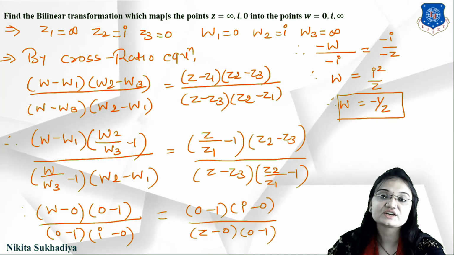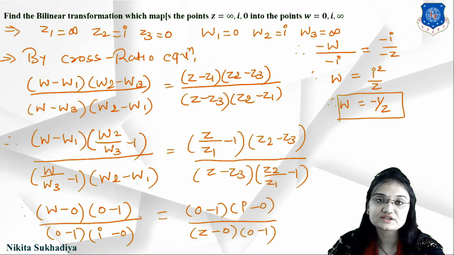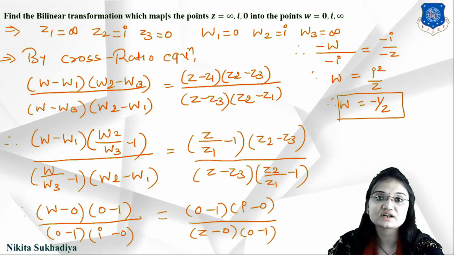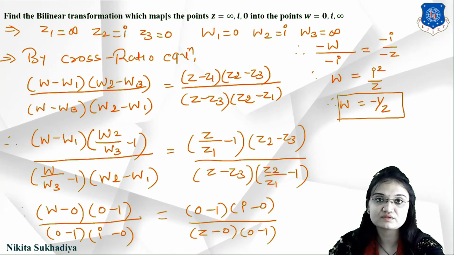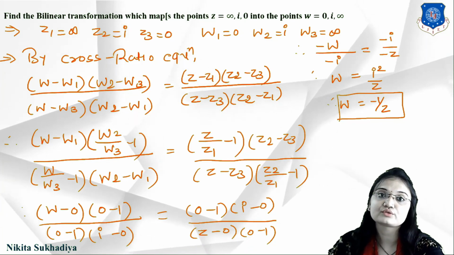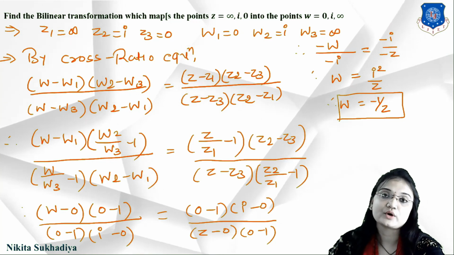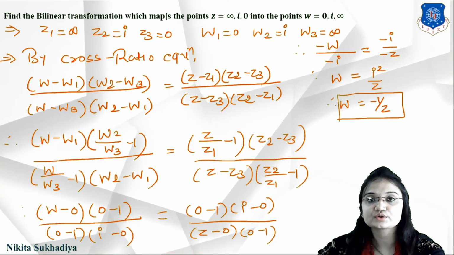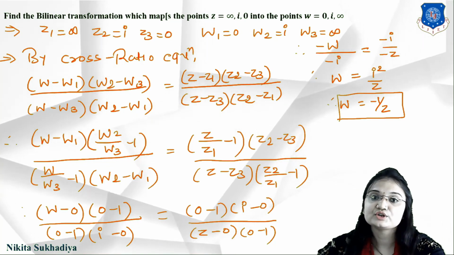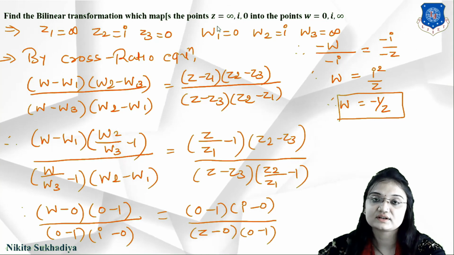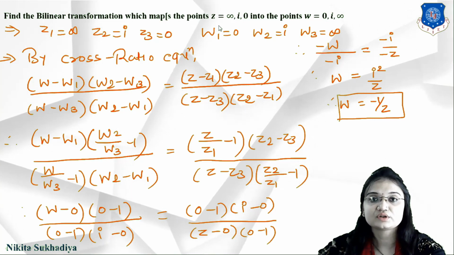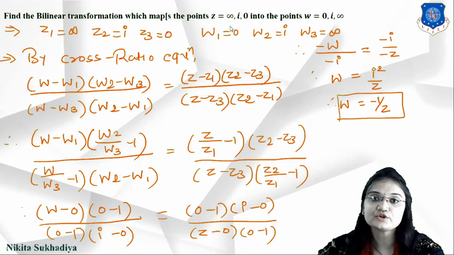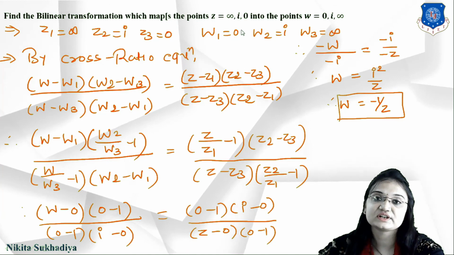So today in this lecture we have studied what a Mobius transformation is, what the cross ratio equation is, and how we can find the Mobius transformation with the help of the cross ratio equation, and we have also found the fixed point or invariant point. So we can easily find the Mobius transformation by using the points z1, z2, z3, w1, w2 and w3 in the cross ratio equation, and we also get the fixed point.